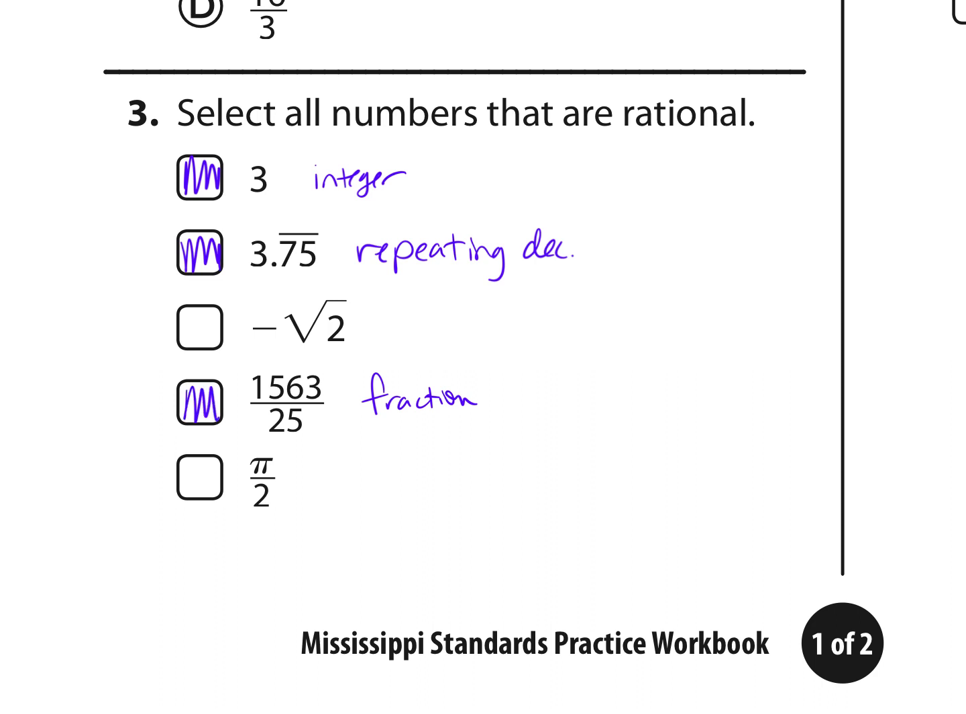Looking at the other 2 choices, square root of 2, we probably remember previously, is going to come out to a non-terminating, non-repeating decimal. So when I type in negative square root of 2 in my calculator, I get negative 1.41421... It keeps going, non-terminating, non-repeating. And pi is an irrational number. So pi divided by 2 comes out to 1.57079... It is non-terminating, non-repeating.